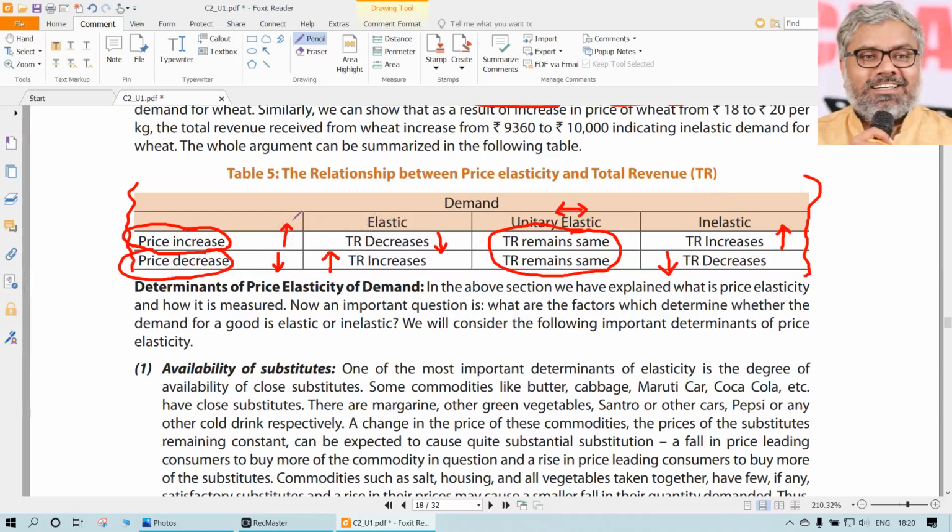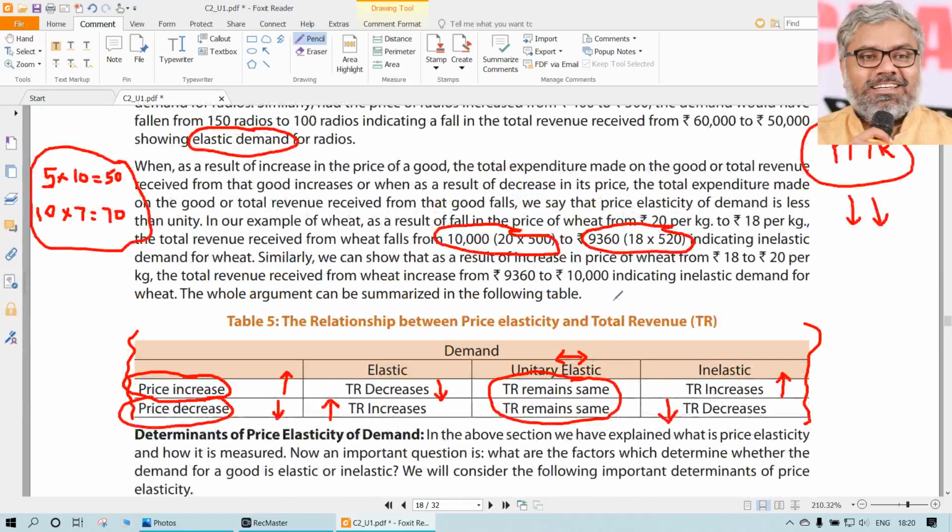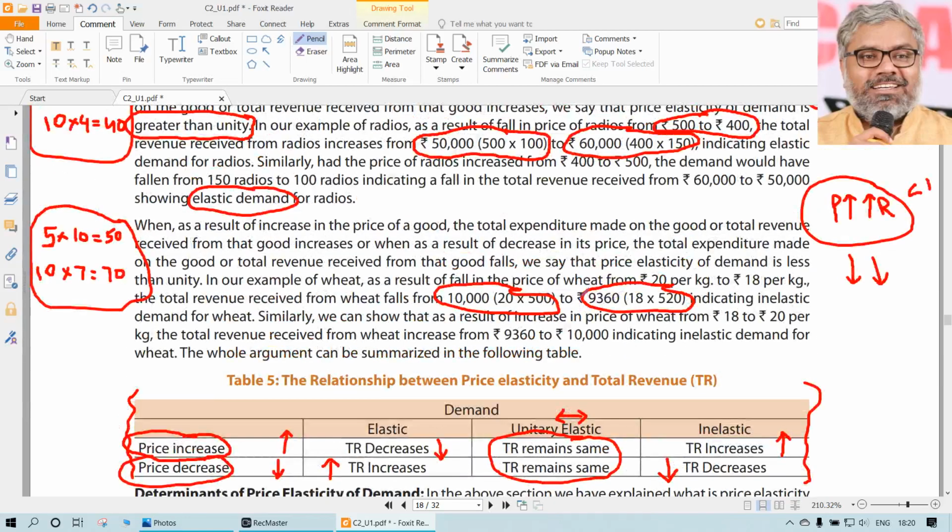So if you observe once again, the direction of increase in the price and the direction of change in the total revenue is inverse in case of elastic products. So this increased, this decreased, this decreased, this increased. But in case of inelastic products, the direction is the same. Price increased, total revenue also increased. Price decreased, the total revenue also decreased. So that's what happens in case of a relatively inelastic product. So the relatively elastic product and relatively inelastic products will have opposite directions with each other.